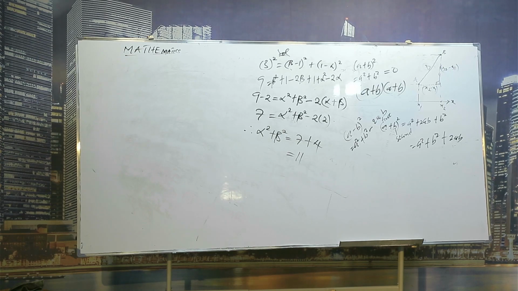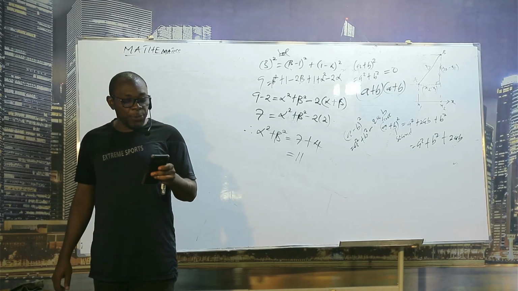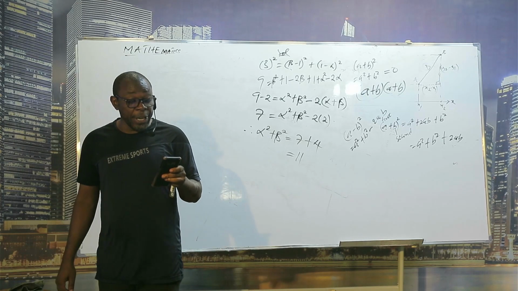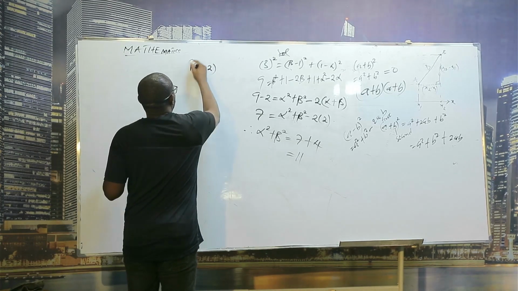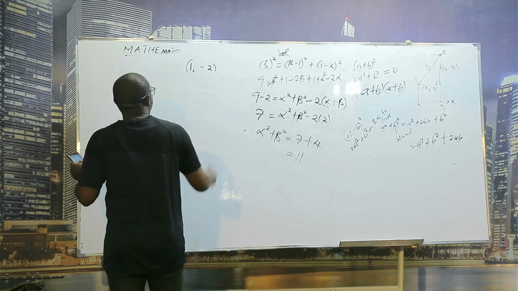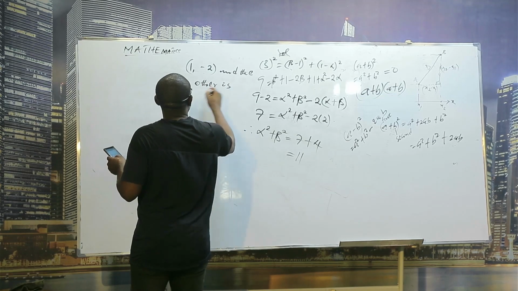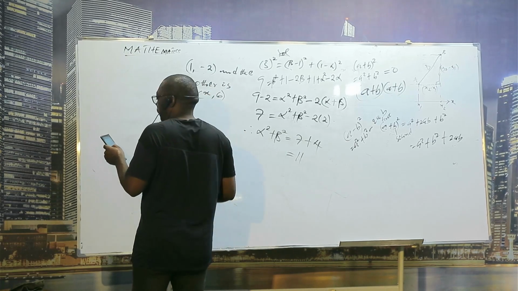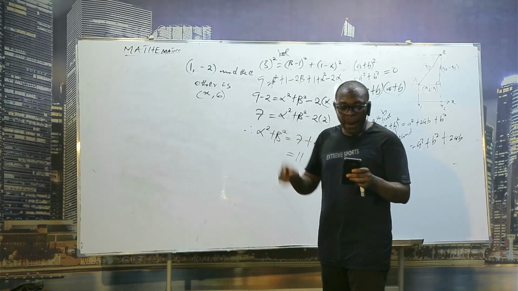All these things are grammar. They are just making you confused when you read. If the coordinates of one of the points is 1 comma minus 2, and the other is x comma 6, and the distance between them is 10, find the positive value of x.